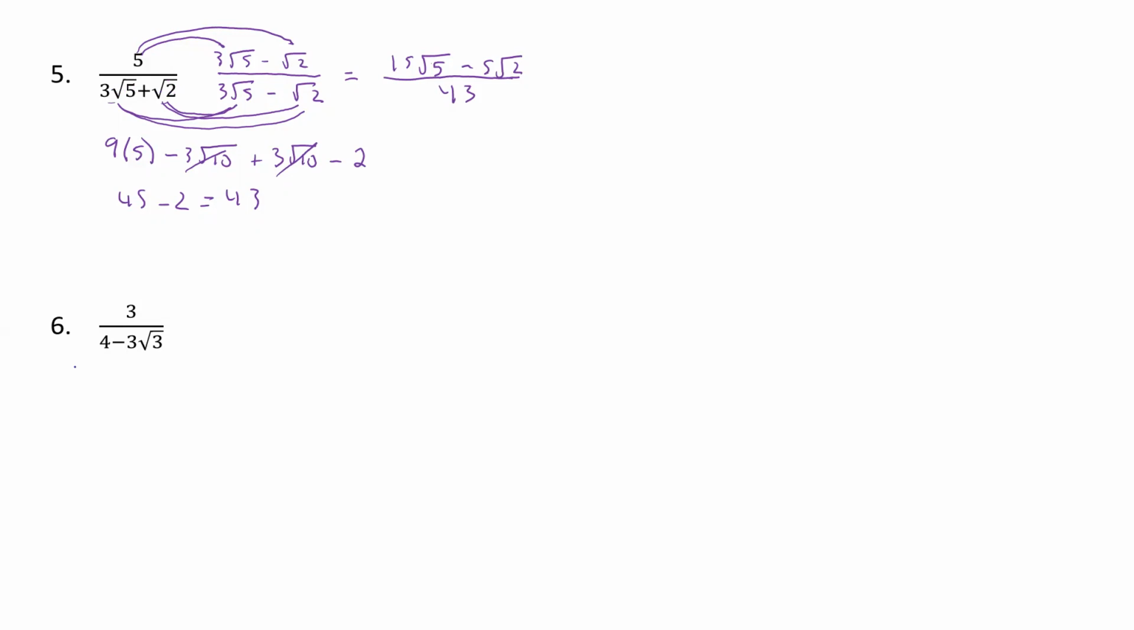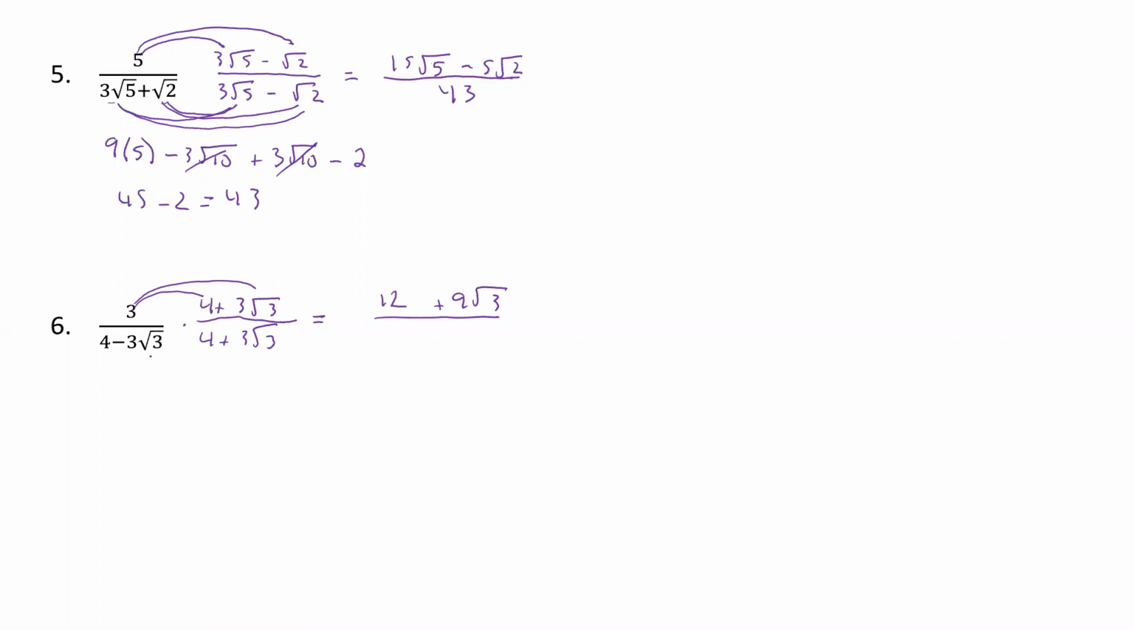Now this one's going to be a little different because we're multiplying by the conjugate, but there's no radical here, so it's just going to be 4 plus 3 square root of 3 and 4 plus 3 square root of 3. Okay. So again, we're going to distribute across. So 3 times 4 is 12, plus 3 times 3 is 9, square root of 3.